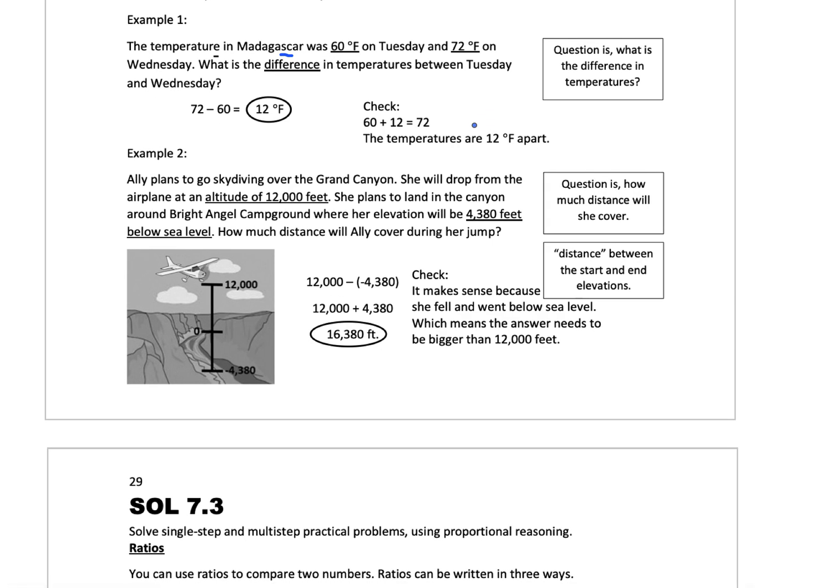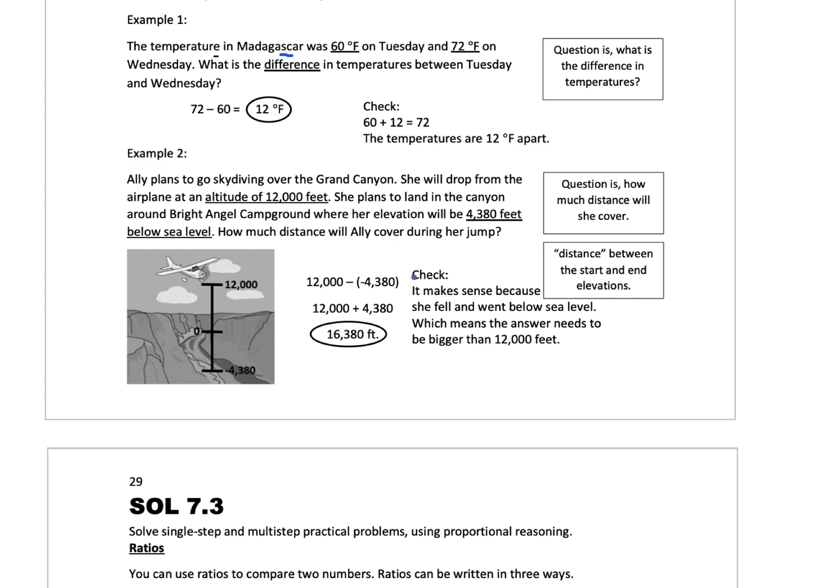Now in example 2, it says Allie plans to go skydiving over the Grand Canyon. She will drop from the airplane at an altitude of 12,000 feet. She plans to land in the canyon around Bright Angel Campground, where her elevation will be 4,380 feet below sea level. How much distance will Allie cover during her jump? So the question is, how much distance will she cover? And the distance is going to be between the start and the end elevations.